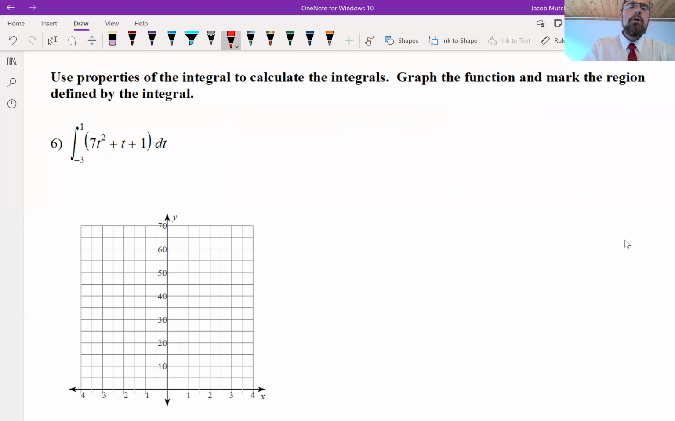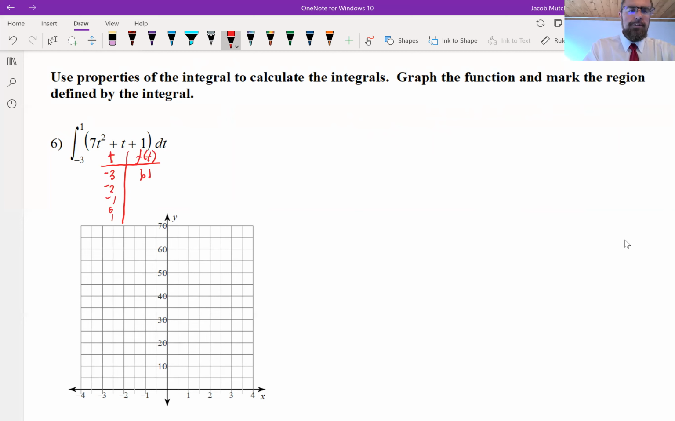So what I want to start off with is just to create a brief table. And we're given t values from -3 to 1. So -3, -2, -1, 0, and 1. And let's calculate f at t. So if I calculate it out, plug in -3. -3 squared is going to be 9 times 7 is 63. Minus 3 is 60 plus 1. This should be 61.